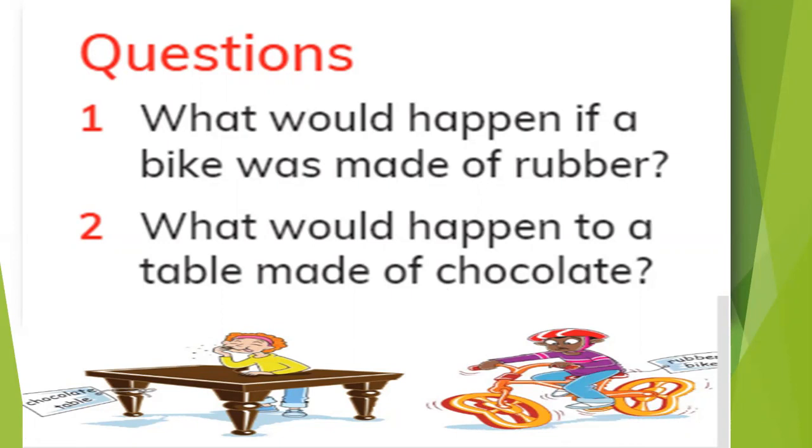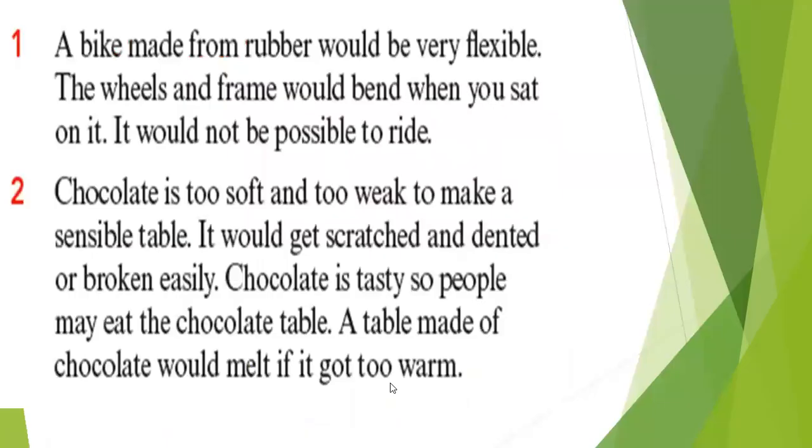And what will happen if you have a table made of chocolate? It would melt when it got warm. So chocolate can melt easily, and when it is a table, it will melt and it is not strong. So we cannot put something on the table because we don't know when the chocolate will start to melt.